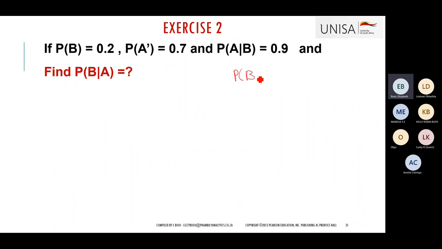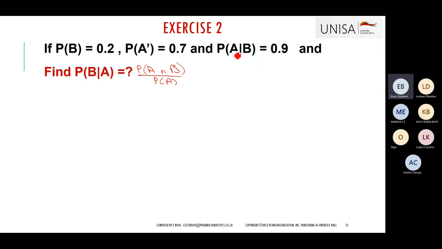The probability of B given A will be given by the probability of A and B divided by the probability of A. Since I know this is the formula I need to use, looking at the information given, you need to remember that some things can be derived from it. For example, I'm not given the probability of A, but I'm given the probability of A complement. I'm not given the probability of A and B, but I'm given the probability of A given B.